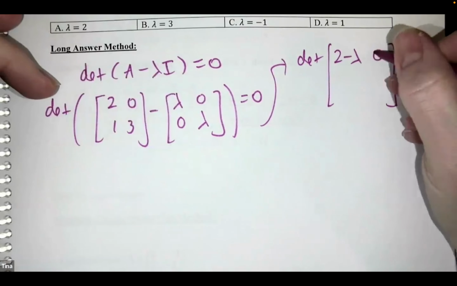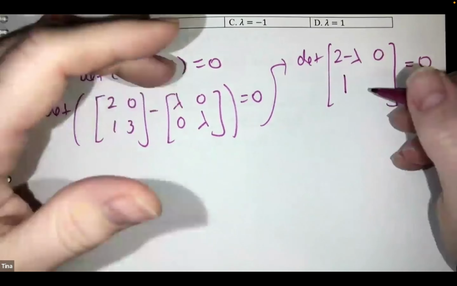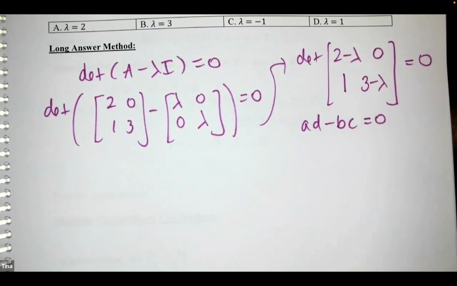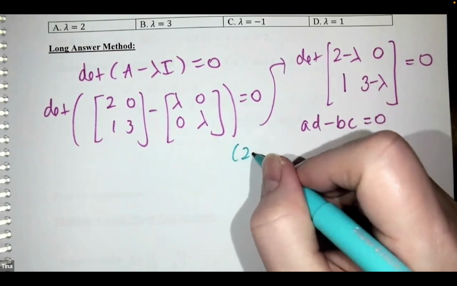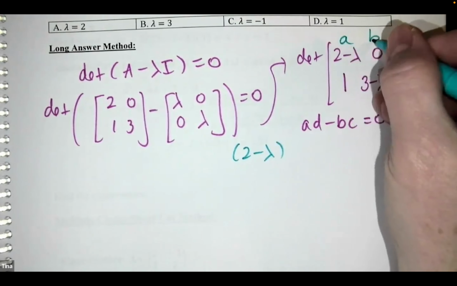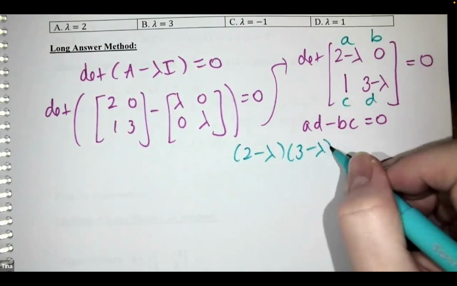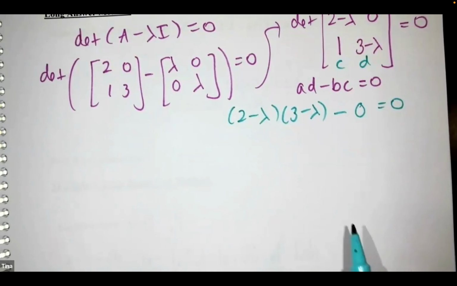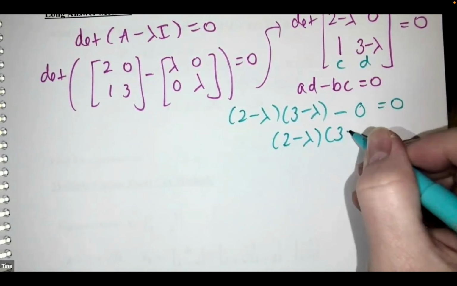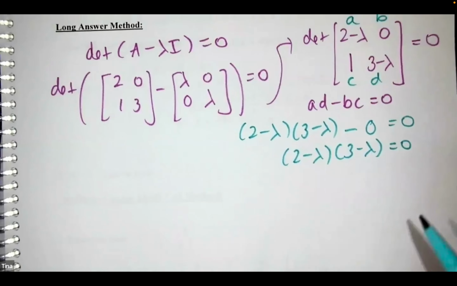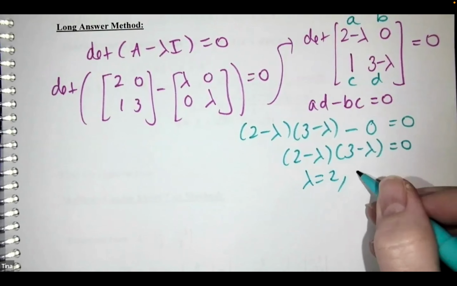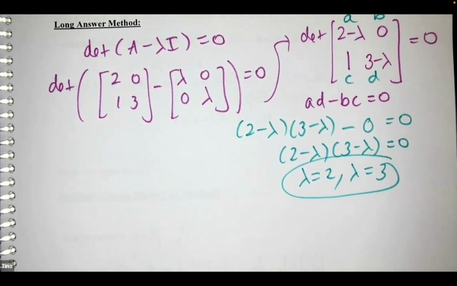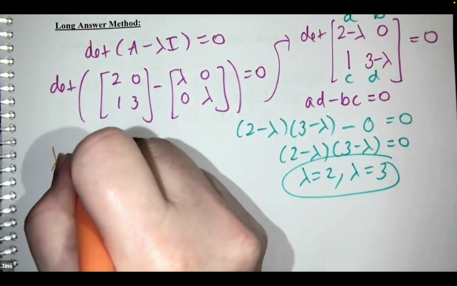Okay, so we've got 0 minus 0, 1 minus 0 is 1, and 3 minus lambda. We know it's AD minus BC equals 0 for the determinant. So we've got 2 minus lambda, A, times D, 3 minus lambda, minus, we get lucky, BC is just 0. Because that's 0, we don't even have to factor, right? We can just say this equals 0, then lambda is 2. This equals 0, then lambda is 3. Okay? So lambda equals 2.